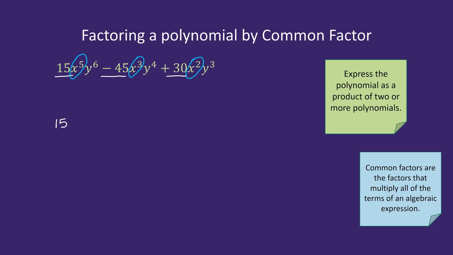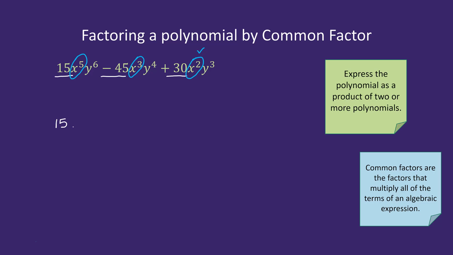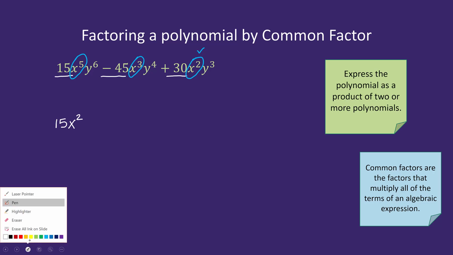Now, since we are looking for the common one, we need to find the one that fits in all of the terms. So in the case of the variables, it's always going to be the one that has the lowest exponent. In this case, fifth, third, and second, the lowest one is second power. So that will be the first variable in our common factor, x second power.